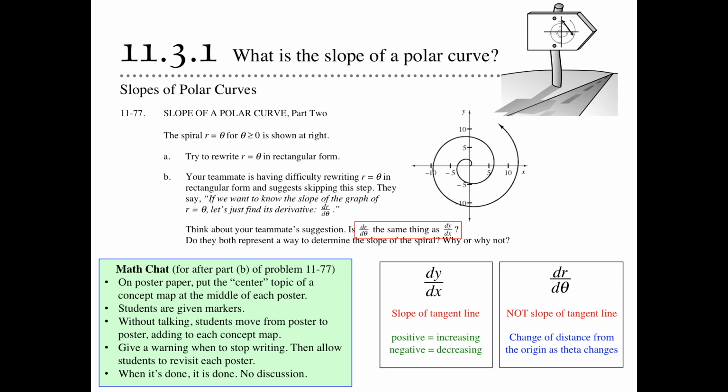Later in the period, after everyone has completed 11-77 and contributed to both posters, you can send teams one at a time on a gallery walk to read what other students were thinking about the topics.